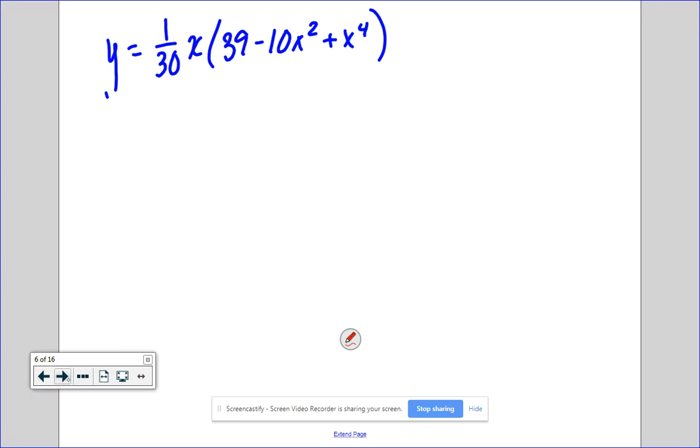So, what if I have a problem like this? The first one, real easy to do using a formula. The second one, if you know the parent function, not too terrible to do by the formula.